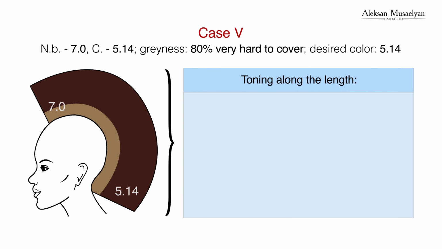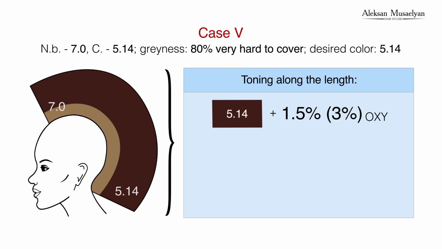The entire length is toned using the 5.14 colorant mixed with 1.5 or 3% oxidizer in the ratio of 1:2. The soak time is 15 to 20 minutes. We have demonstrated the 4 methods that can help you get 100% gray coverage results quite easily and accurately. All these methods are good and productive, so the choice is yours.